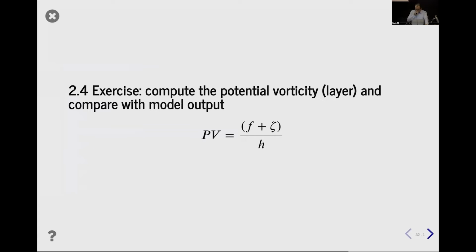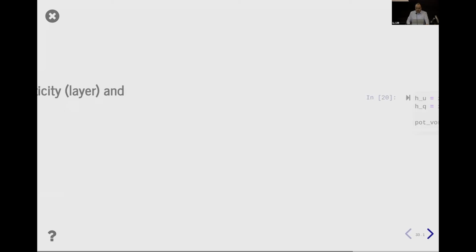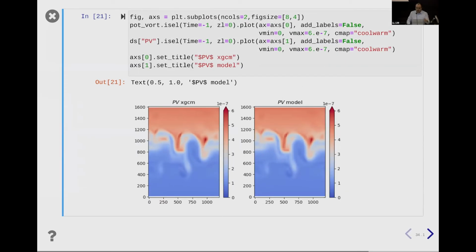All right, so again, I'm going to skip most of the exercises because of the time constraint, but I really recommend that you try that at home. We can also do the potential vorticity, and that's a pretty easy one to do as well. I'm going to skip over the details, but you should get something very similar to what the model is giving you.